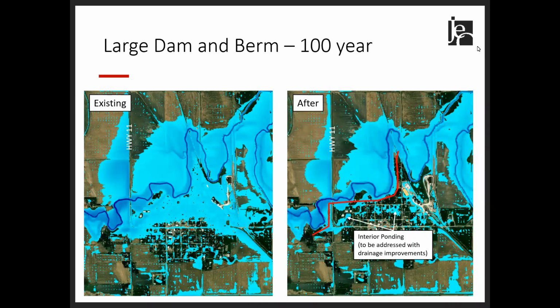Next, we look at the large dam and the berm. When you combine the retaining effects of the large dam with the barricading effects of the berm, what you get is a significant reduction of flooding in North Loup.